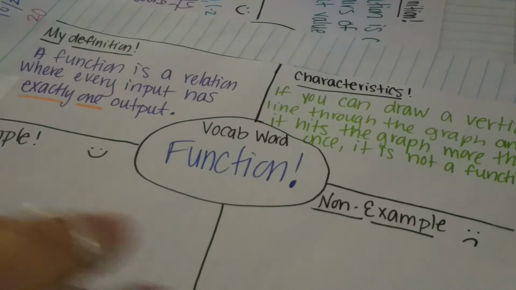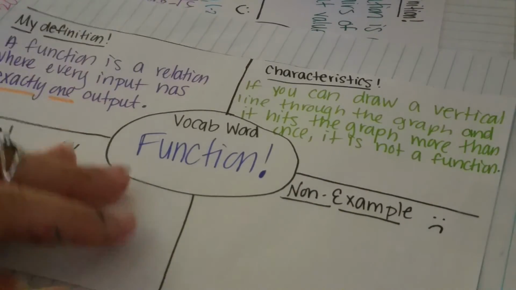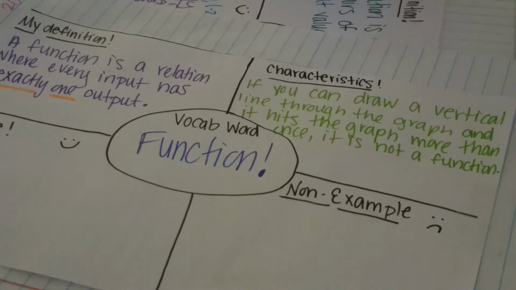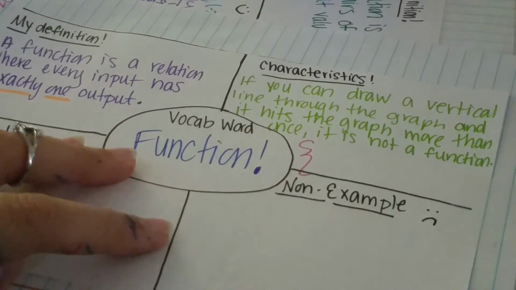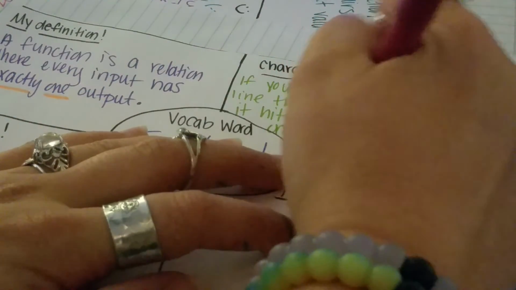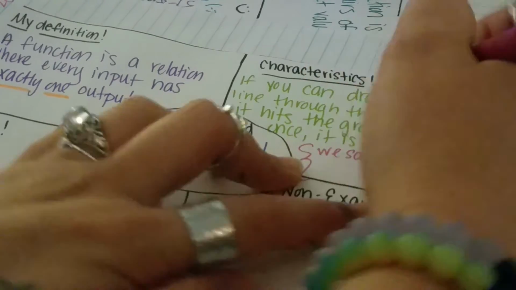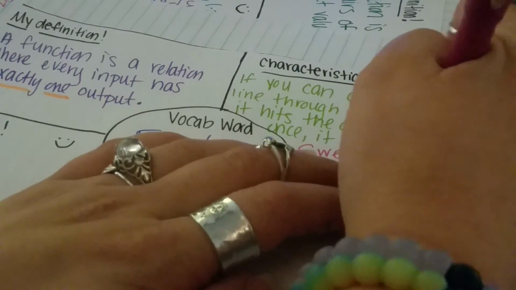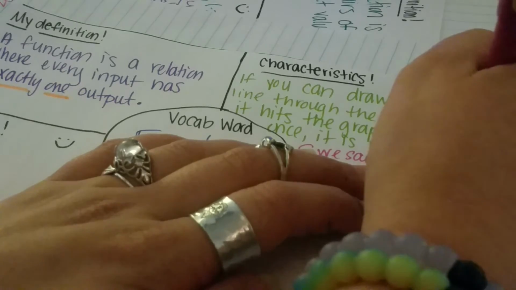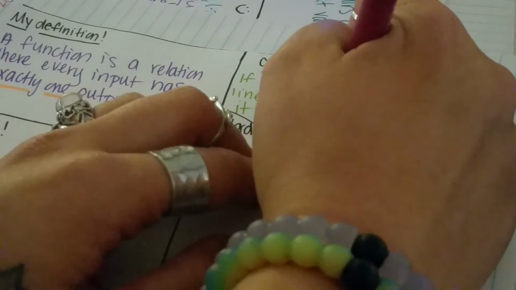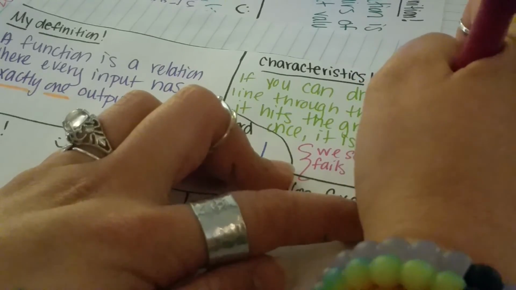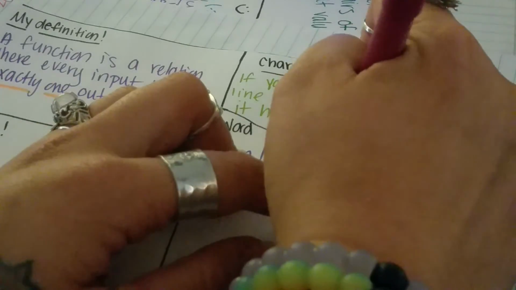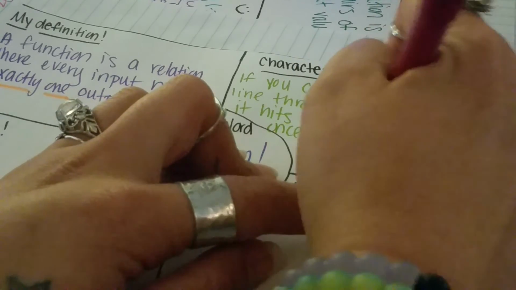And don't worry if you don't completely understand what that is going to look like. We're going to do some examples and non-examples to show you. And if it fails it, so if it hits it twice or 3 times, we say the relation fails the vertical line test.